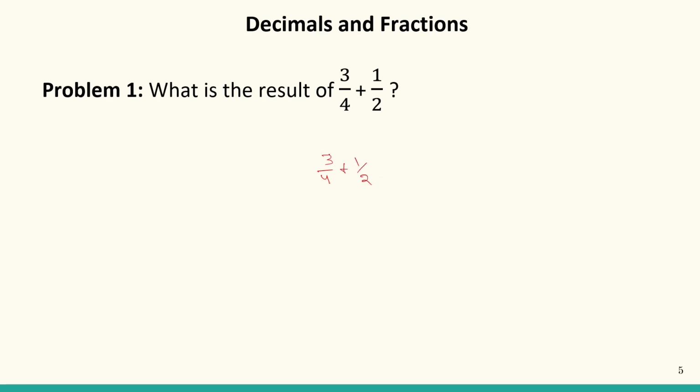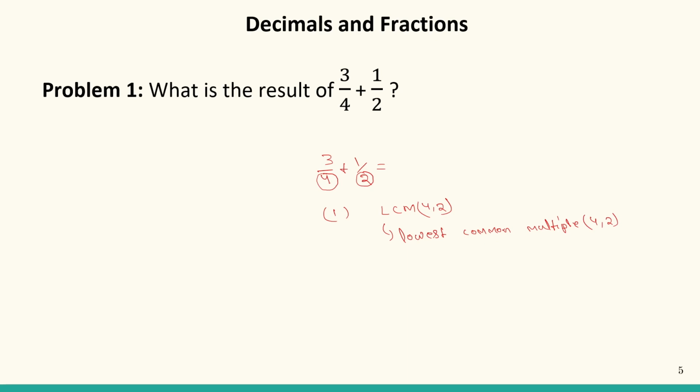In order to get its answer, we need to compare the two denominators. Here one denominator is 4, one is 2. So we first need to find the LCM of 4 and 2. What is LCM? L is for lowest, C is for common, M is for multiple, of 4 and 2.